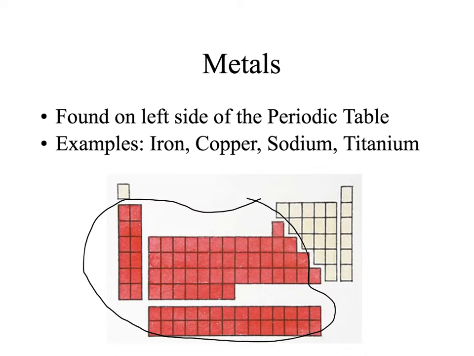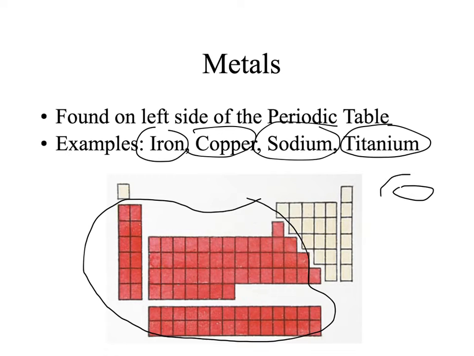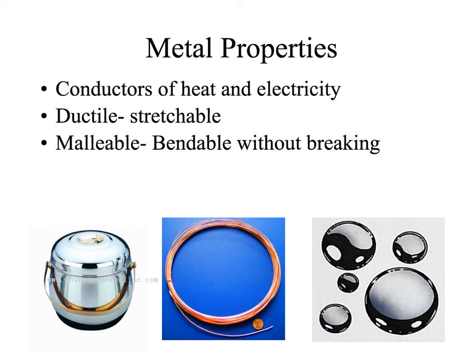You're familiar with metals. You've heard of iron before, copper, sodium, titanium, which is the popular thing for men now to get when they wear their wedding rings. You've heard of things like gold and silver. So metals are something we're familiar with in our everyday lives. Now, metals have certain specific properties that are different than nonmetals.